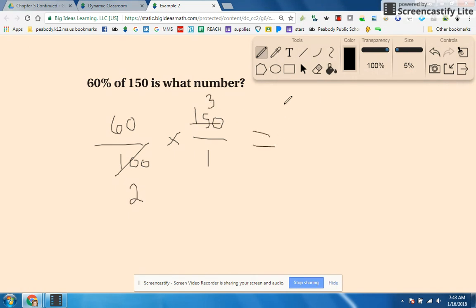Multiply across. 60 times 3 is 180. 1 times 2 is 2. 180 divided by 2 is 90. So that means if you bought something for $150, but it was 60% off, you would get to save $90. So that would be a good sale. Okay, so let me give you guys one of these ones to try.